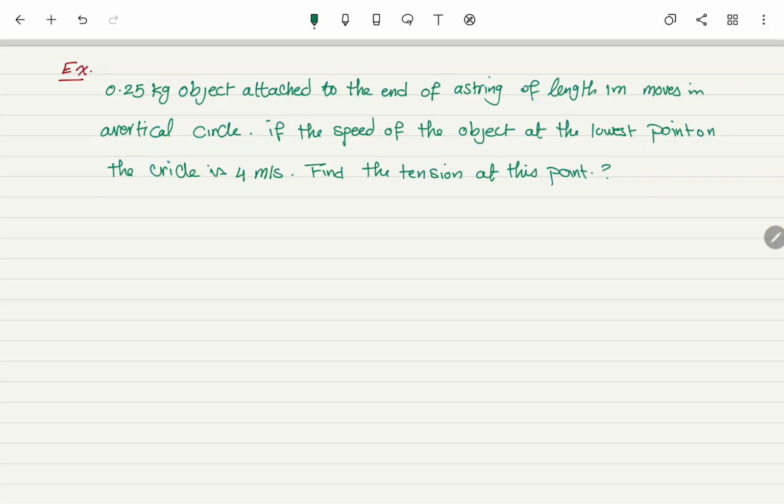Example, a 0.25 kilogram object attached to the end of a string of length 1 meter moves in a vertical circle. If the speed of the object at the lowest point on the circle is 4 meters per second, find the tension at this point. So we actually have a circular path, and the object is directed this way, connected with a string. Before going with this example, let's have this model.